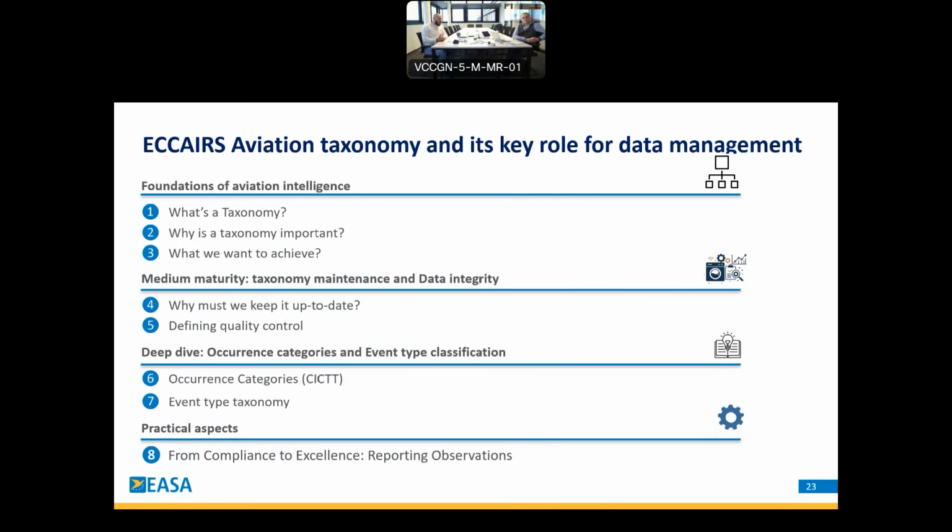For the occurrence category, there is a subset of all the categories, because I had a quick screening of all your reports, and I've selected only the most relevant for you. For some specific cases, you can also use the others. The reference document is still the material produced by the CICTT, but we will go into detail on the most used ones for the normal reports you submit. And then we'll conclude by giving some practical aspects.